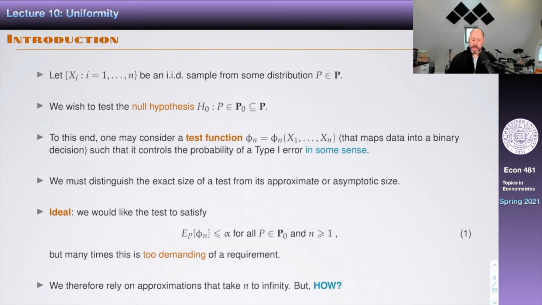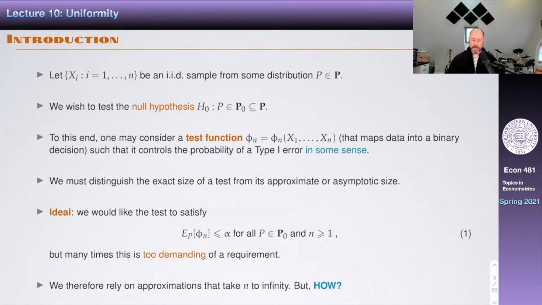Okay. And the idea that we have been using so far somewhat implicitly is that we want to control the probability of a type 1 error in some particular sense. Okay. And today we're going to pay particular attention to distinguishing between the exact size, which is the rejection probability for a given sample size, from its approximate or asymptotic size, which is the rejection probability that we obtain when we take n to infinity.